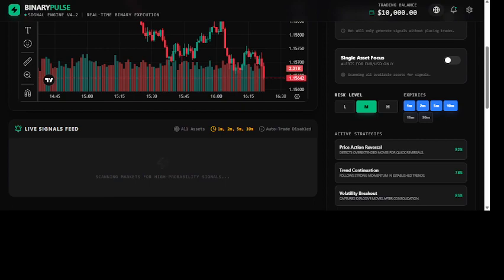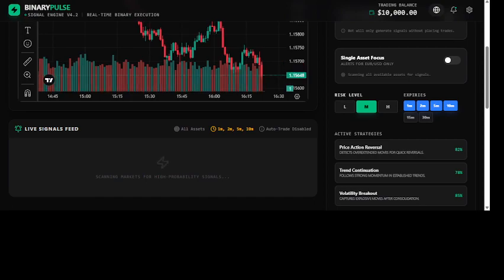Also, I wanted to mention that this bot only trades the live markets. It does not trade OTCs, over the counter assets, that are commonly seen on Pocket Option, IQ Option, and several of the other binary brokers. This trading engine is strictly for real assets using real time price feeds.